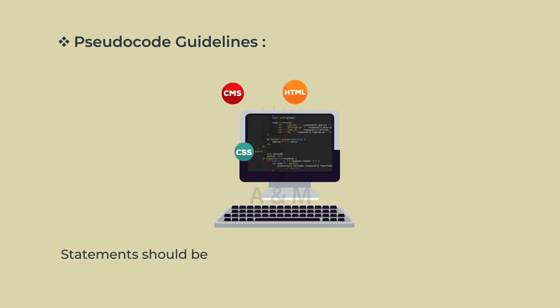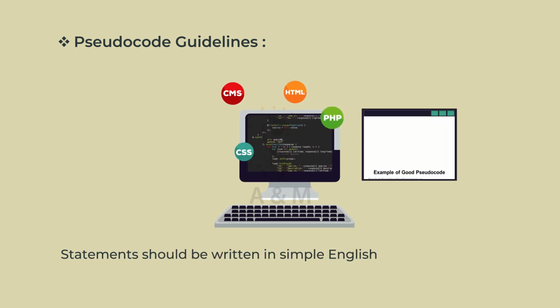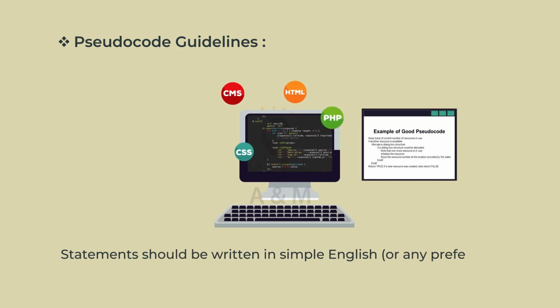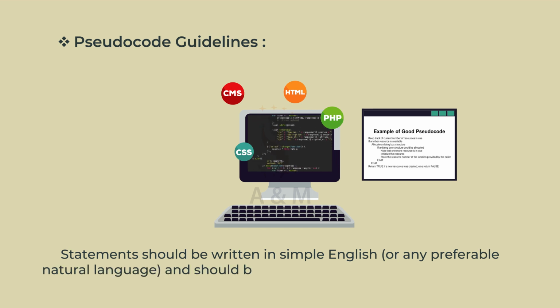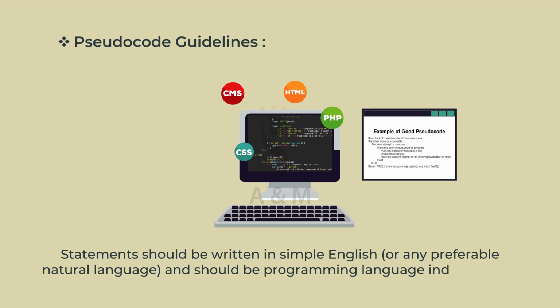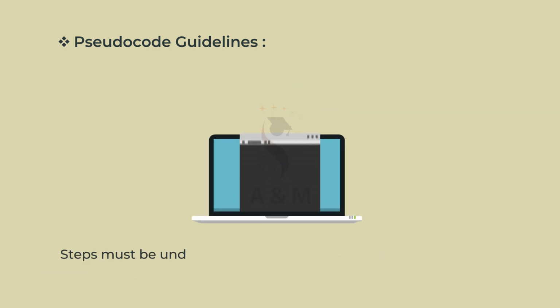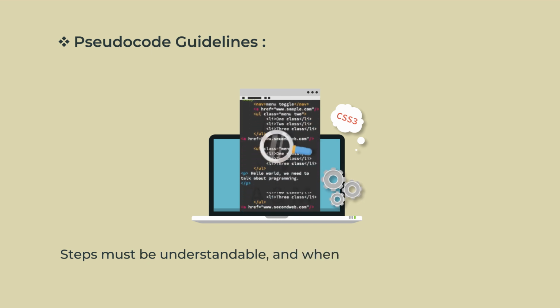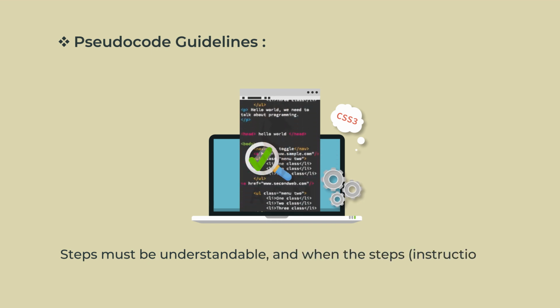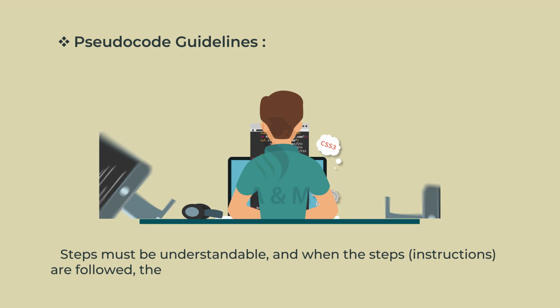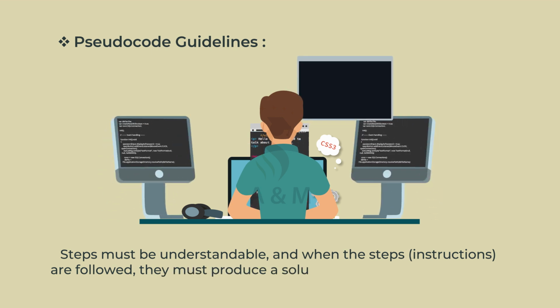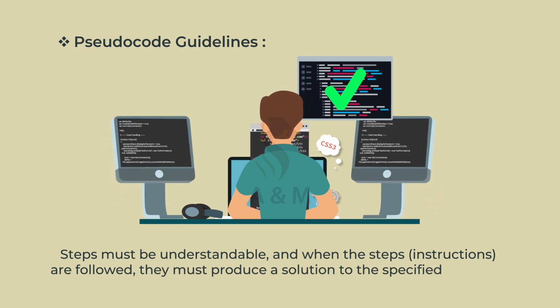Pseudocode guidelines. Statements should be written in simple English or any preferable natural language and should be programming language independent. Steps must be understandable, and when the steps or instructions are followed, they must produce a solution to the specified problem.